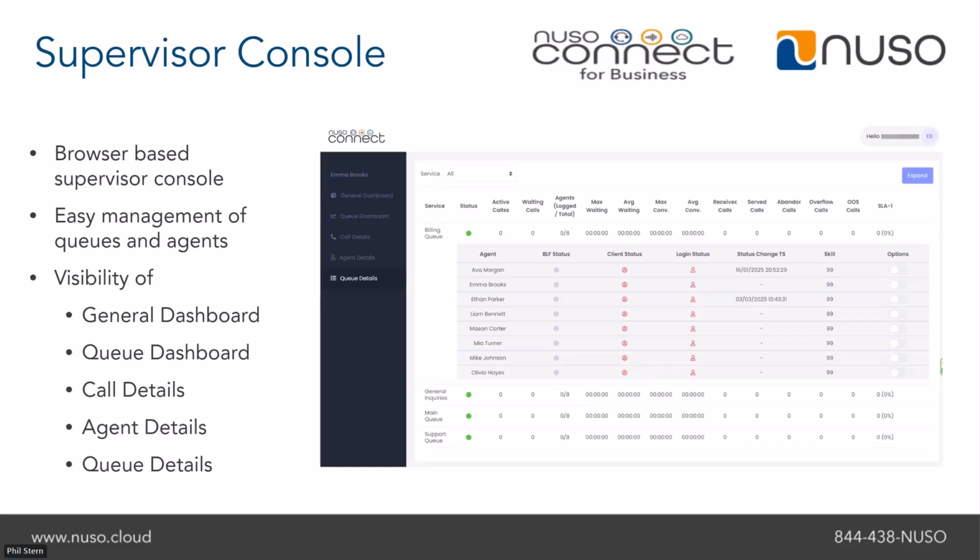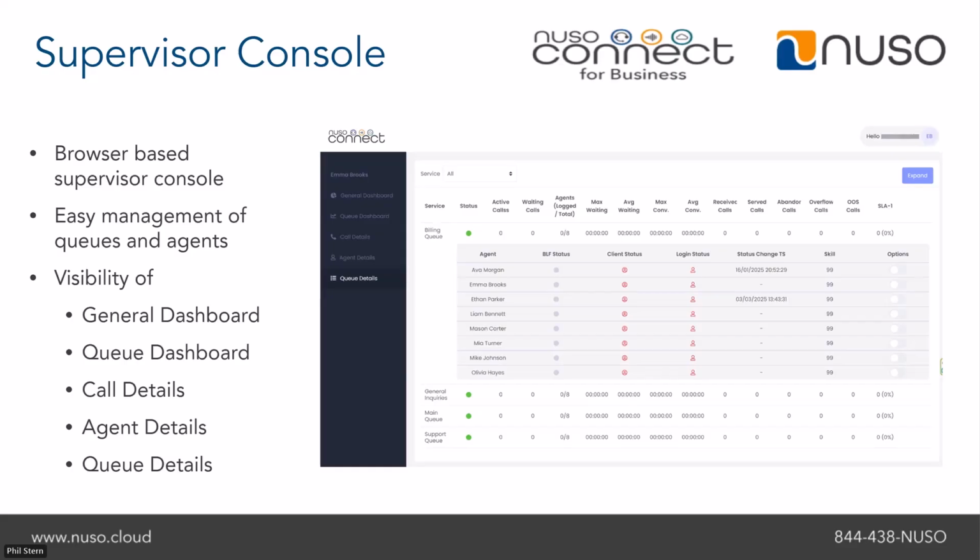Okay, so moving on to the supervisor console, very similar to the agent console. Again, it's browser based. It's easy on the eye. It's been designed with ease of use and friendliness in mind. So down the left hand side, we have a range of options. We have the general high level dashboard, what's occurring within the system. We have a queue dashboard, the call details screen, which is specific details on active calls that are taking place currently. And then you have the agent details screen and the queue details screen.